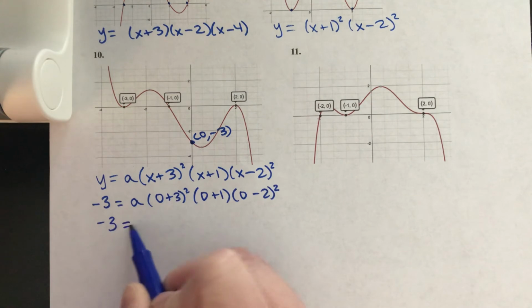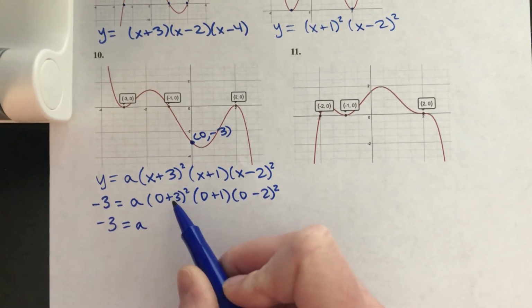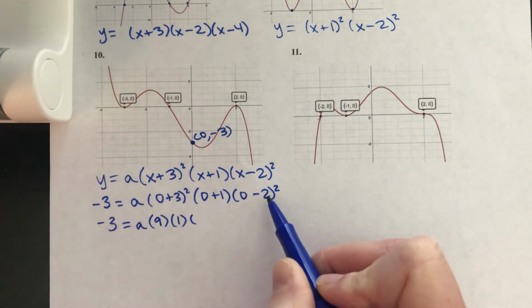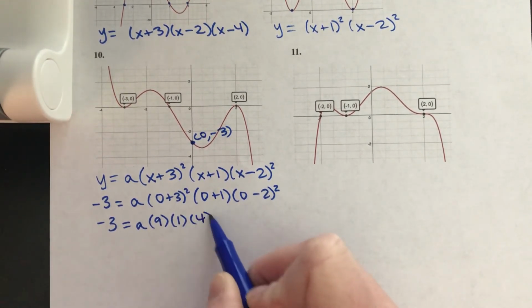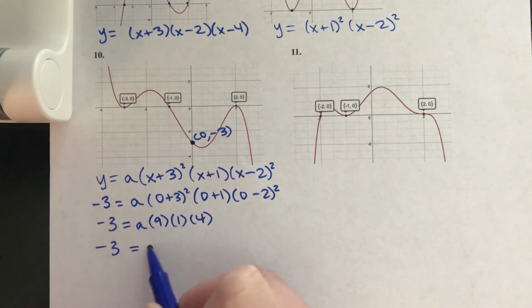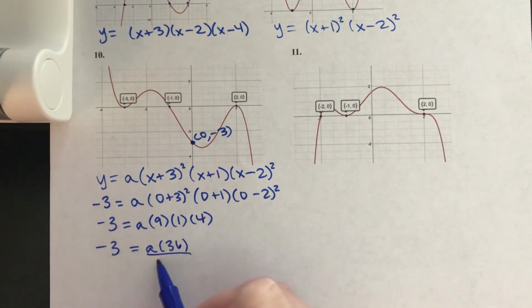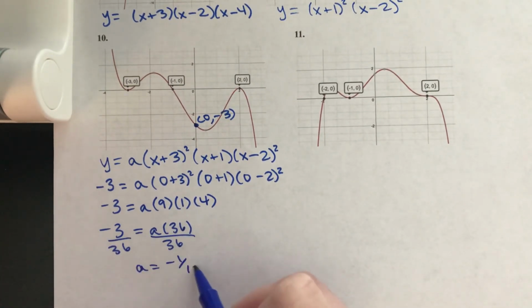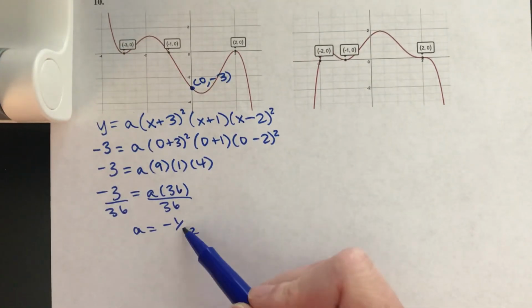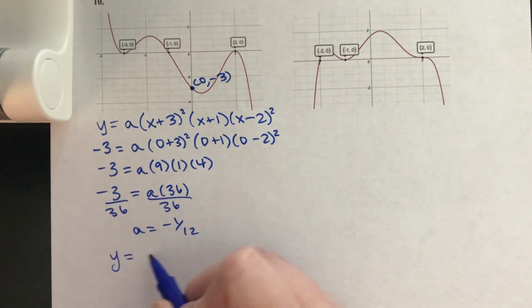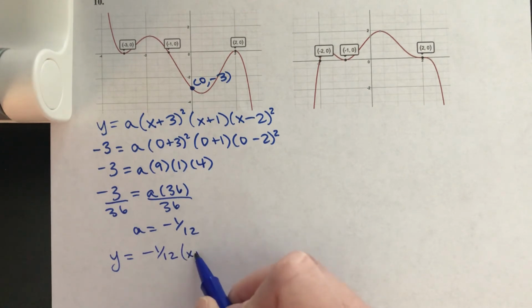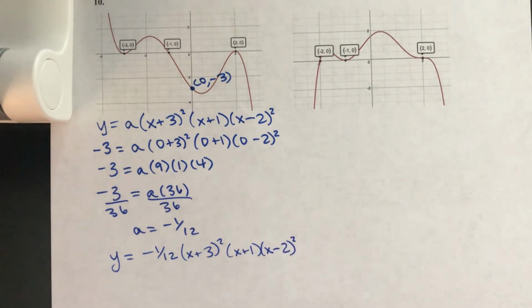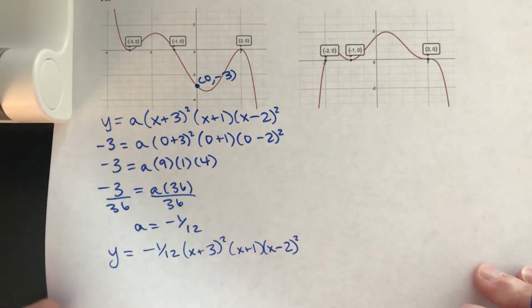And so negative 3 equals a. Well, this would be 0 plus 3 and then squared, which would be 9. 0 plus 1 is 1. And then 0 minus 2 is a negative 2, but when I square it, I get 4. So then this is negative 3 equals a times 36. I have to divide by 36 to get my a value. So a is negative 1/12. So the final thing is just plugging your stretch factor in. So we get y equals negative 1/12, x plus 3 squared, x plus 1, and x minus 2 squared. So let's move on to the last one.